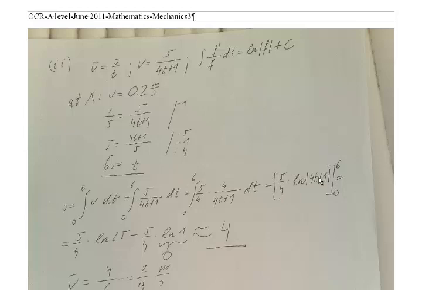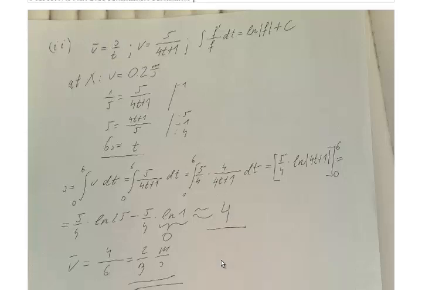and we can use Newton-Leibniz formula. This is 0, we write here 6 and minus 0, so we get that s is equal to 4. So average speed is equal to 4 over 6. It's 2 over 3 meters per second.